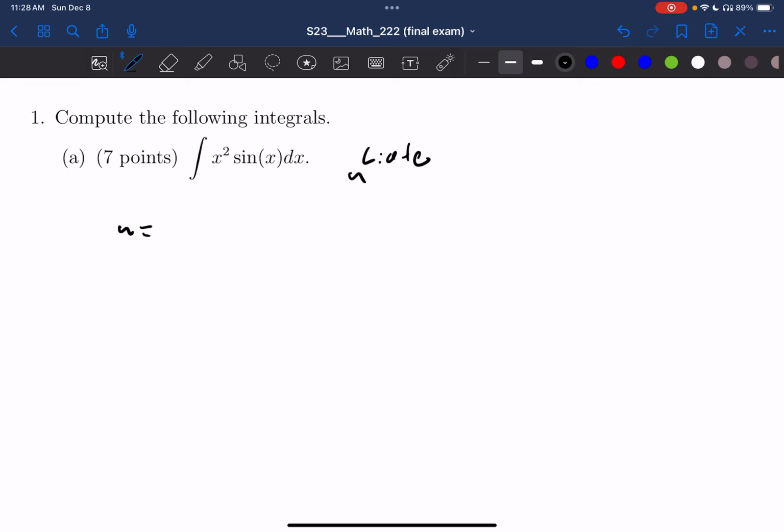u is equal to, do we see a log? No. Do we see inverse trig? No. Algebra? Yes, x squared. So our du will be equal to 2x dx. So our dv will be equal to what's left over, which is sine x. So v will be equal to the antiderivative of sine, which is negative cosine x.